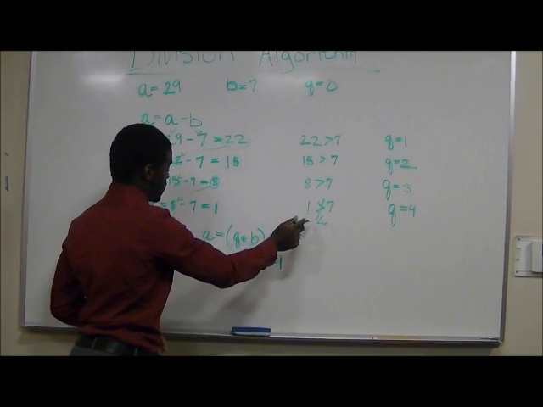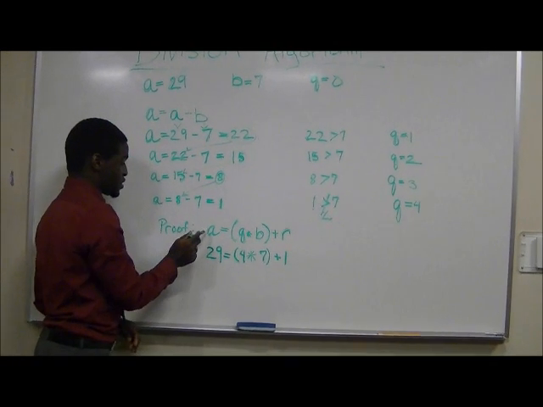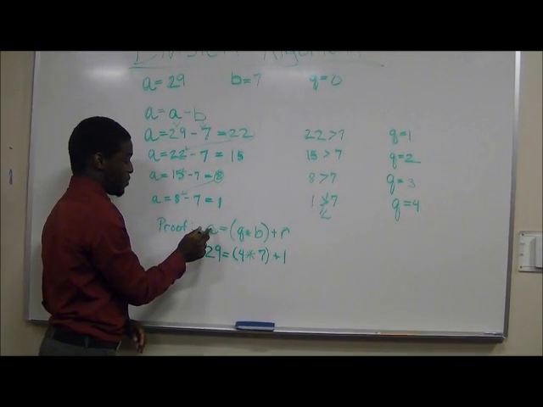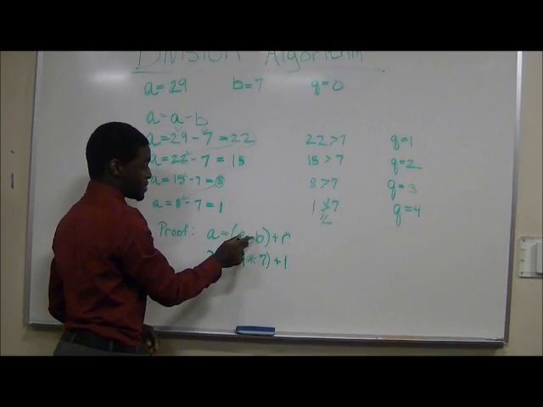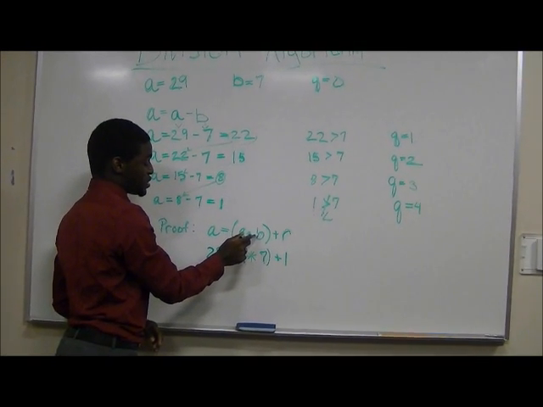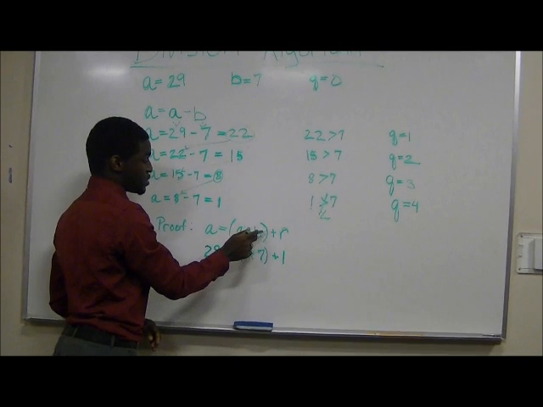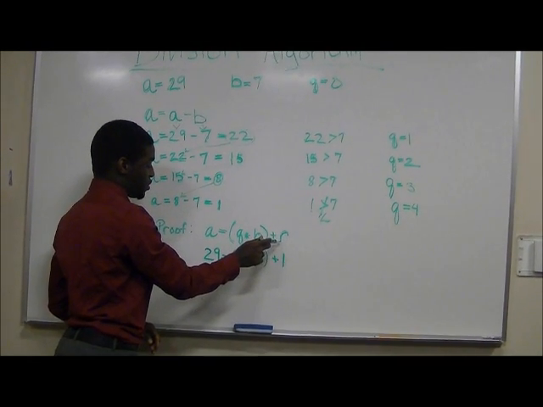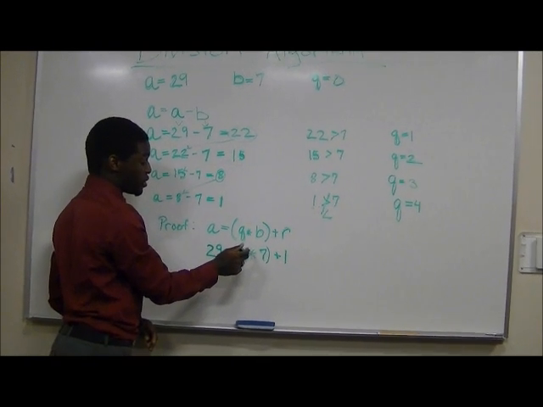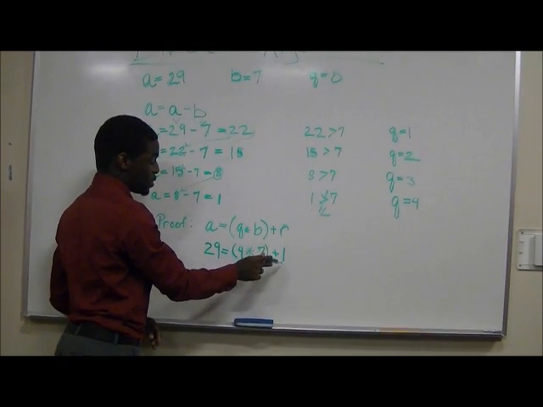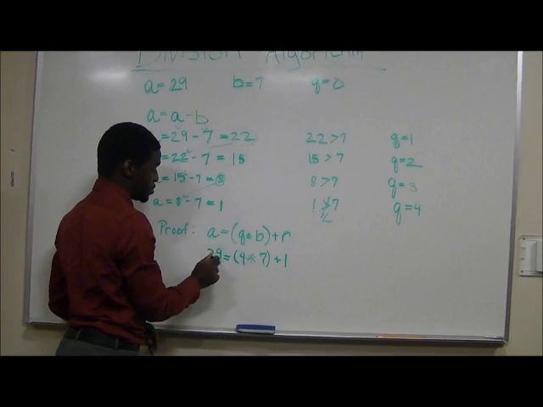And to check your algorithm, you could also apply A equals Q, which is your count, times B, which is one of your integers, plus your remainder. And you would have 29 equals 4 times 7 plus 1, which equals 29.